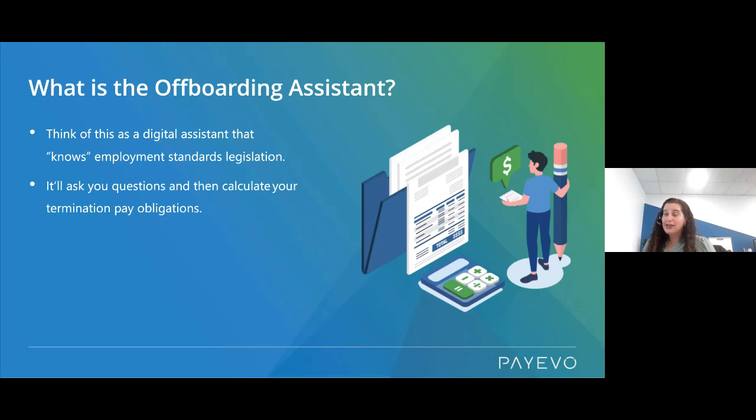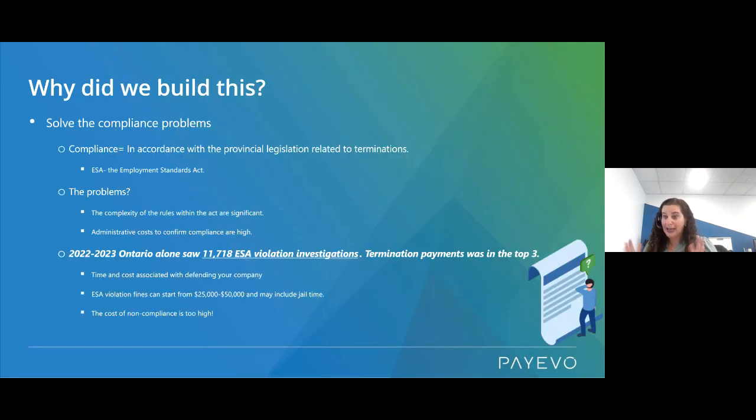The tool itself will ask you questions and calculate your termination pay obligations. This is all about paying employees who are leaving your company the amounts that are required under the Employment Standards Act of your province. So that was a big mouthful. I get it. Let's talk about what that means.